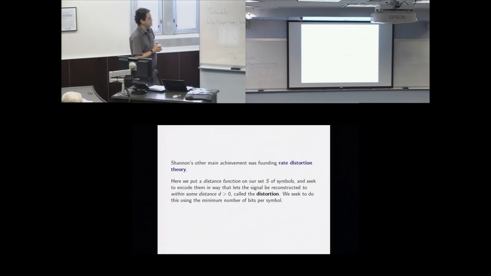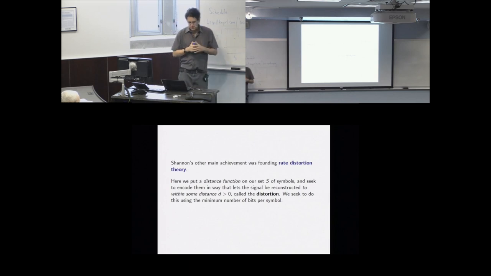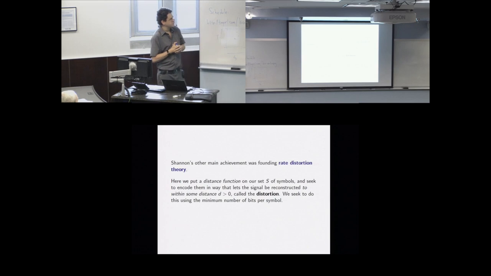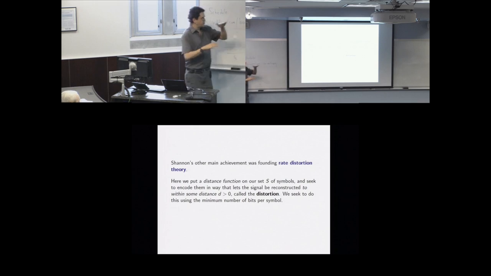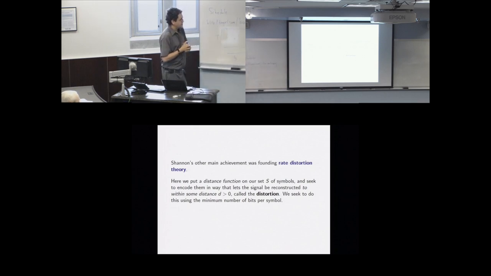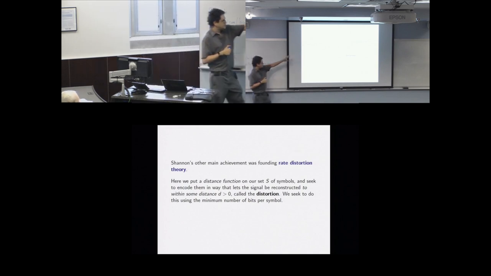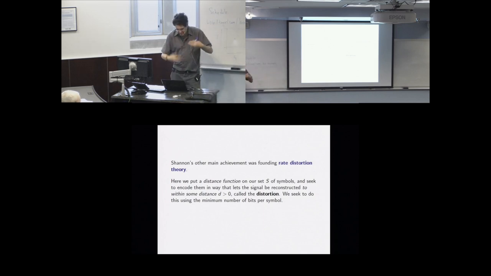So Shannon's other big achievement, which I know even less about but feel the need to mention, is rate distortion theory. Here you have an extra ingredient: a distance function or metric on your set of symbols. So you seek to encode them in a way that lets your signal be reconstructed to within some distance. The idea is that the distance between the words cat and feline may be small, but the distance between cat and dog is large. If your coding has an error, it would be much less harmful to mistake cat for feline than cat for dog. So here you want to transmit a signal with a bound on the distance, and that distance is called the distortion, and you're trying to achieve this using the minimum number of bits per symbol.